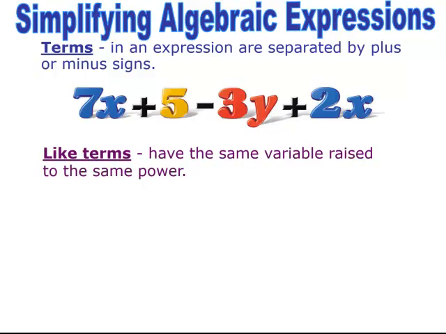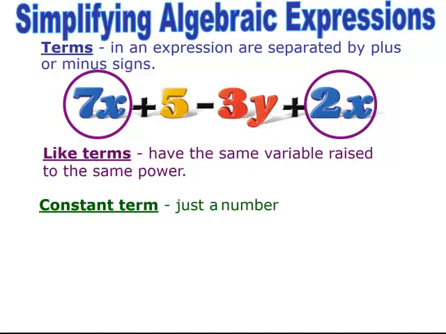Like terms have the same variable raised to the same power. But also, like terms could simply be numbers, constants. In this case, I have like terms, that 7x and that positive 2x. They're like terms because they have the same variable raised to the same power. And in this case, the power is 1.